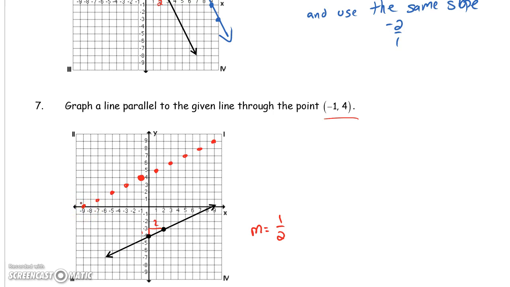Take out my straight edge. And there is my line. Okay, good work today. We are going to go ahead and move on. You guys can go ahead and work on your homework at this point.